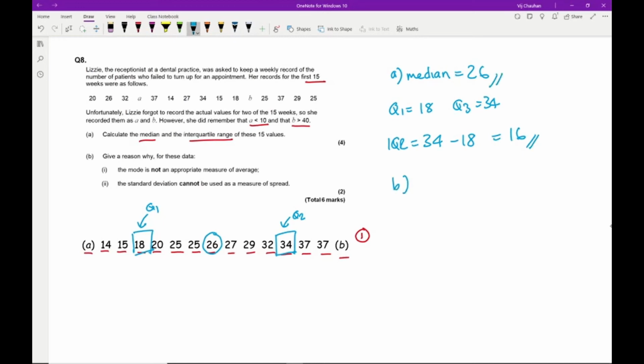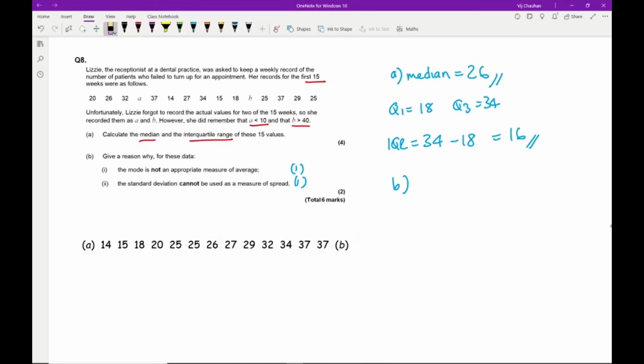Now for question B, it says give a reason for these data. It's worth 2 marks, so you get 1 mark for each one. It says that for A, the mode is not the appropriate measure of the average. Now with regards to this, if I just get rid of all these markings because it's a little bit confusing, I'll talk you through how we actually do this.